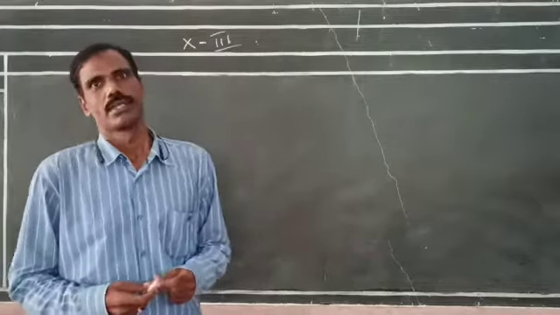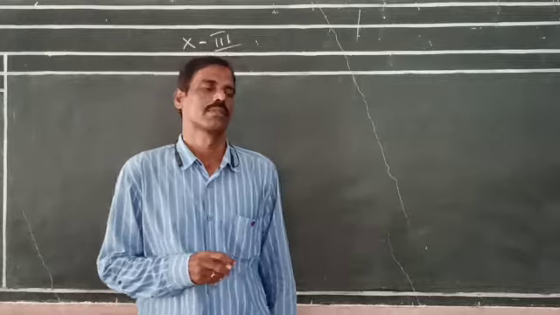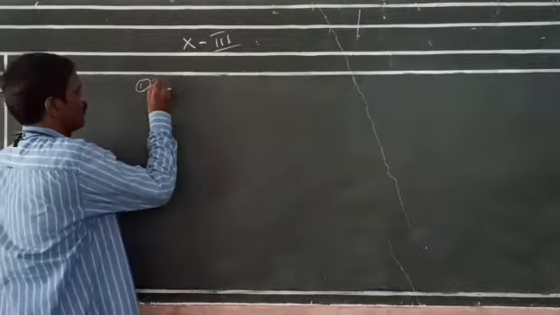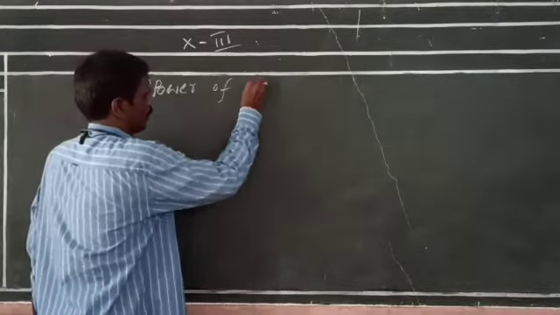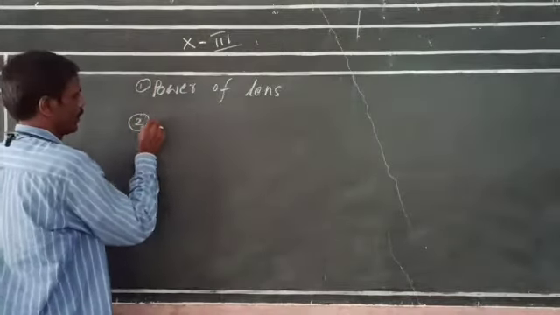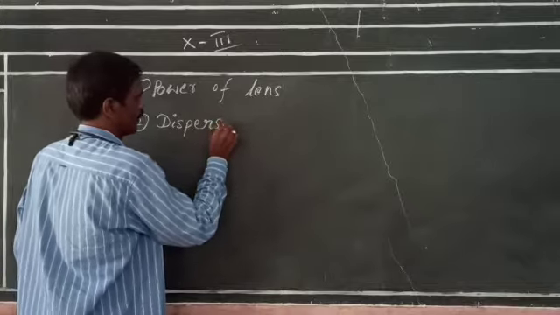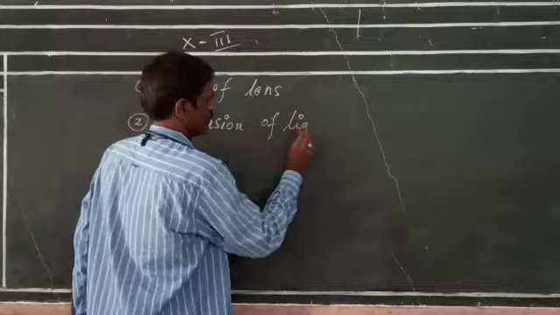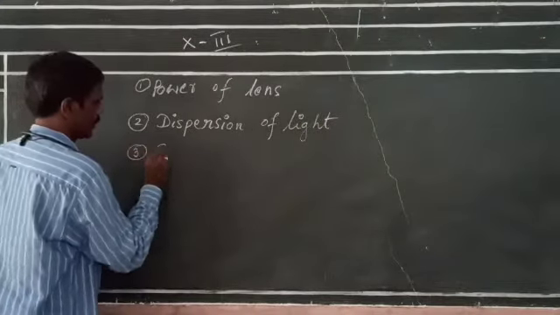Dear children, in this video we are going to discuss three topics. They are: first, power of lens; second, dispersion of light; and third, scattering.